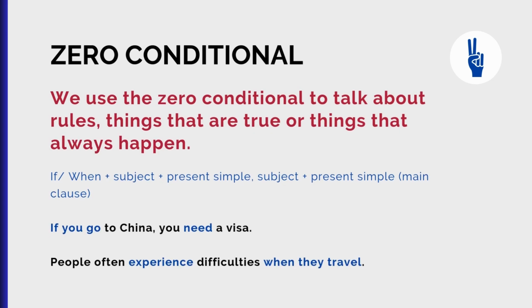We form it using if or when plus subject, plus present simple for the subordinate clause, then subject plus present simple for the main clause. Take a look at these examples. If you go to China, you need a visa. People often experience difficulties when they travel.